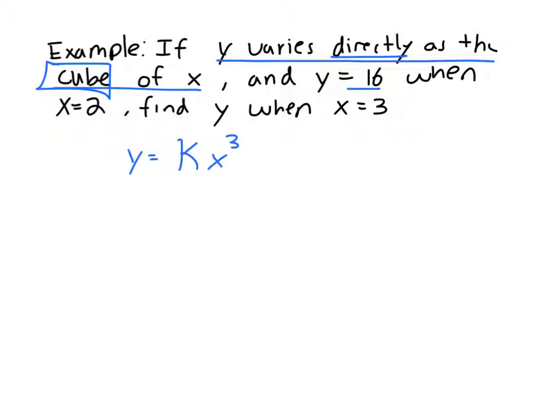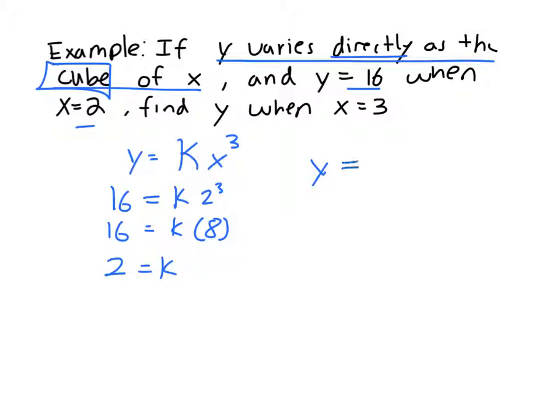So now let's follow the same steps. Plug in the first point to find what k is. So this was 16 equals k x cubed. Oh, I shouldn't have written x. I should have plugged in 2. So 16 equals k times 2 cubed. What's 2 cubed? 8. Divide both sides by 8. You get 2 equals k. So the relationship between x and y is this equation I just wrote.